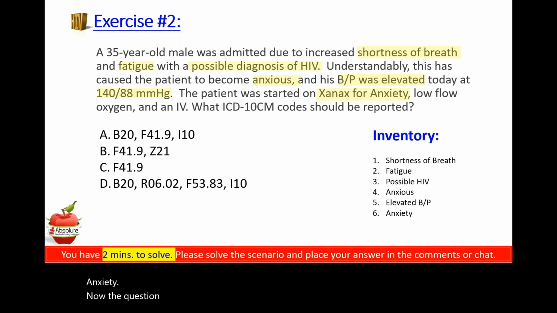Now I have a question for you, coders. I want you to tell me which of the inventory can be eliminated, or which of the inventory is related to a diagnosis on that inventory list. Talk to me in the chat. Which can you eliminate? Can we eliminate shortness of breath?